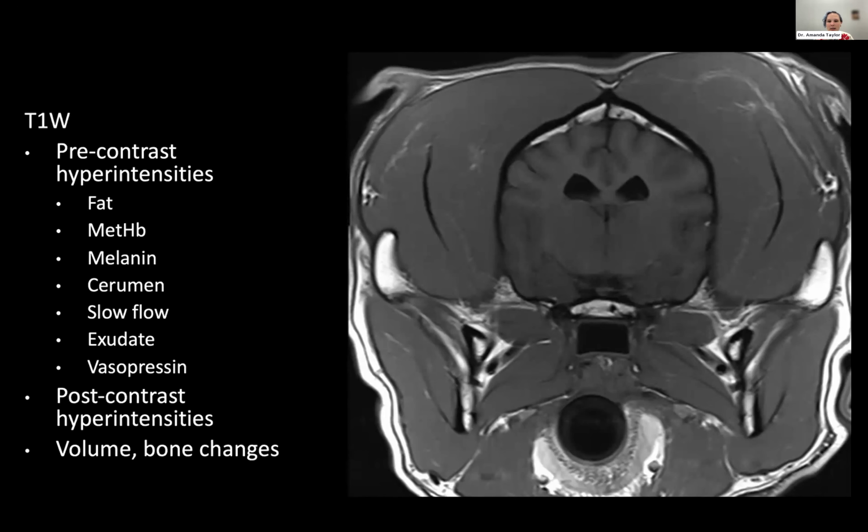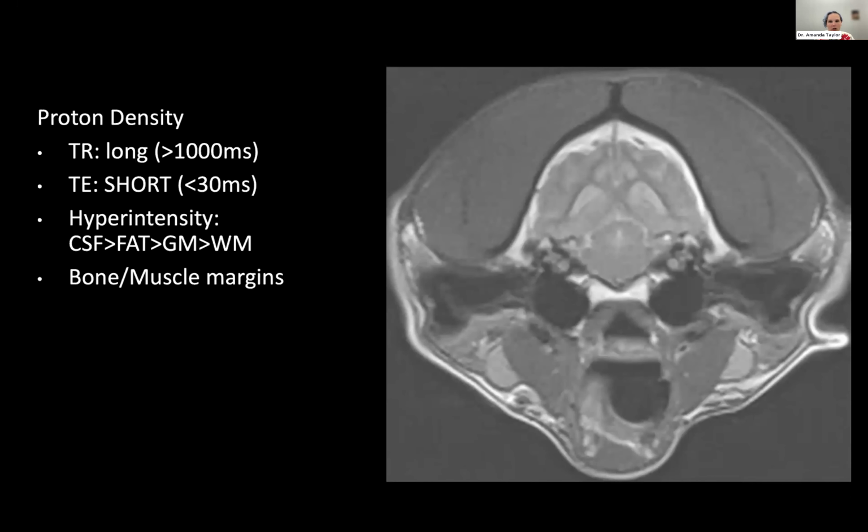Pre-contrast, there are several materials that can be hyperintense. Fat is probably the easiest example, but there are several others, including cerumen, which I see more and more of as I look at French bulldogs and their ears all the time. Post-contrast hyperintensities are areas where we have increased blood flow. We will see changes in volume and, again, bony changes, as I alluded to.